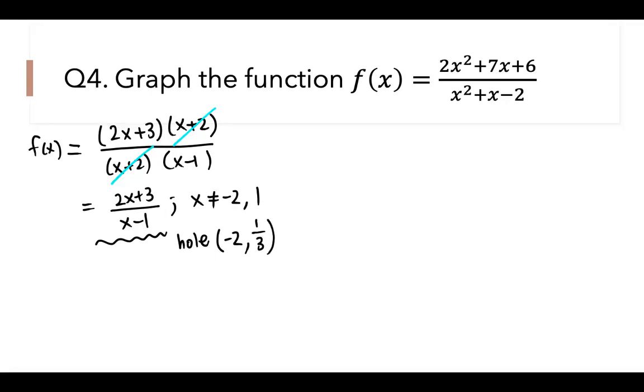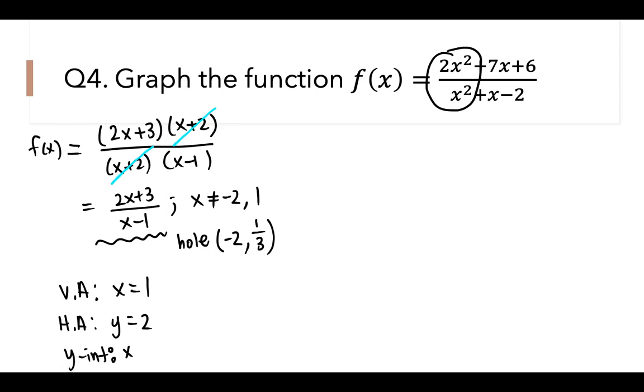Okay. Anything else? Let's see. We do have a vertical asymptote at x is equal to 1. For the horizontal asymptote, because the degree is the same, you look at the coefficient of the same degree, which is 2 over 1, so which is 2. And for the y-intercept, I'm going to plug in x as 0 into my simplified equation. So it's going to get -3.